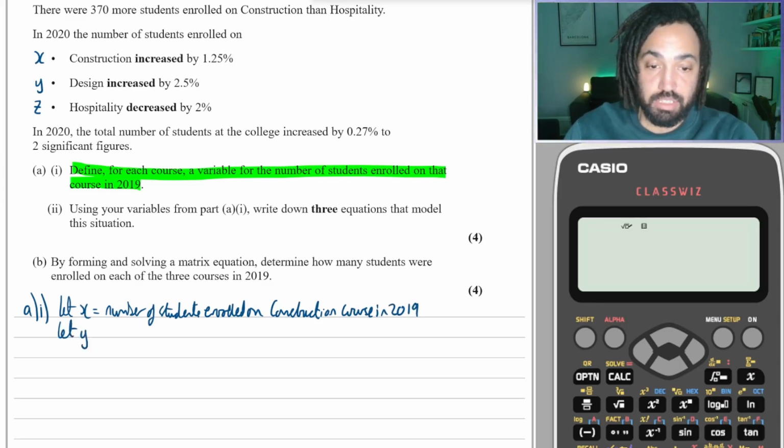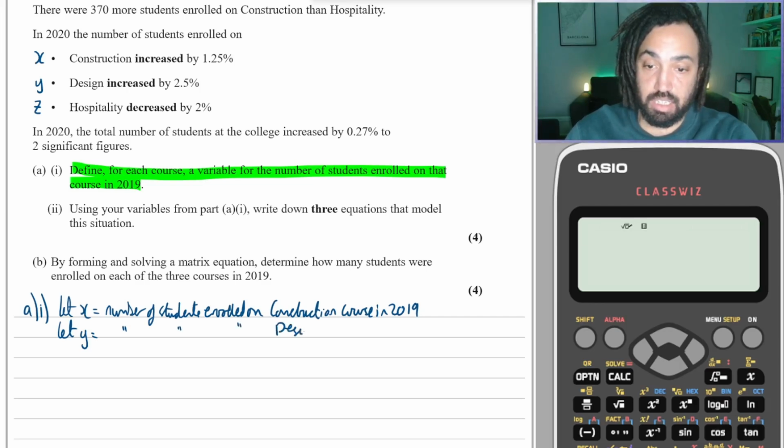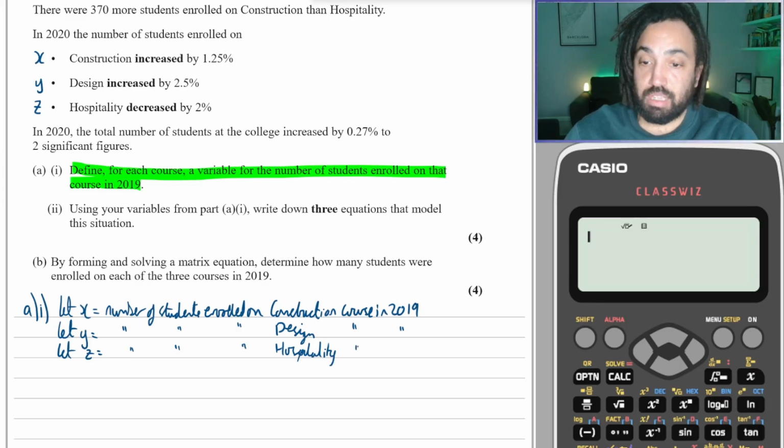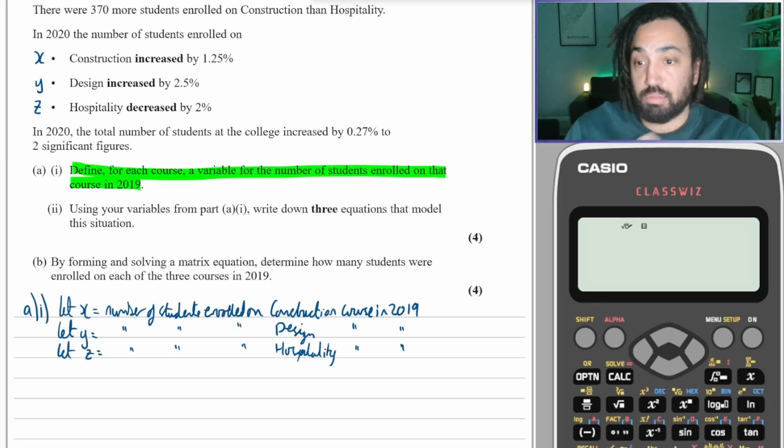And then maybe to save myself some time, I'll just do little dots like this, and then this one is design, and again in 2019, and this one would be let Z equal the number in hospitality, again in 2019. Okay, I'm pretty sure I'll get all the marks for that. Lovely jubbly.